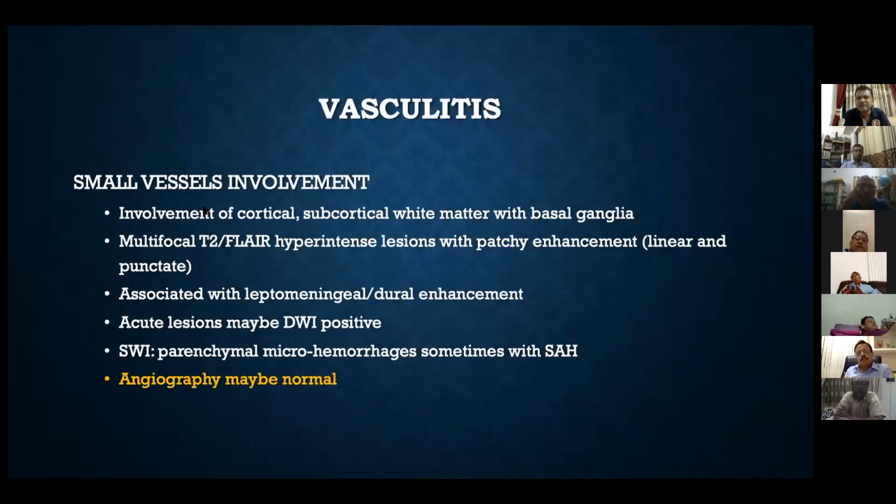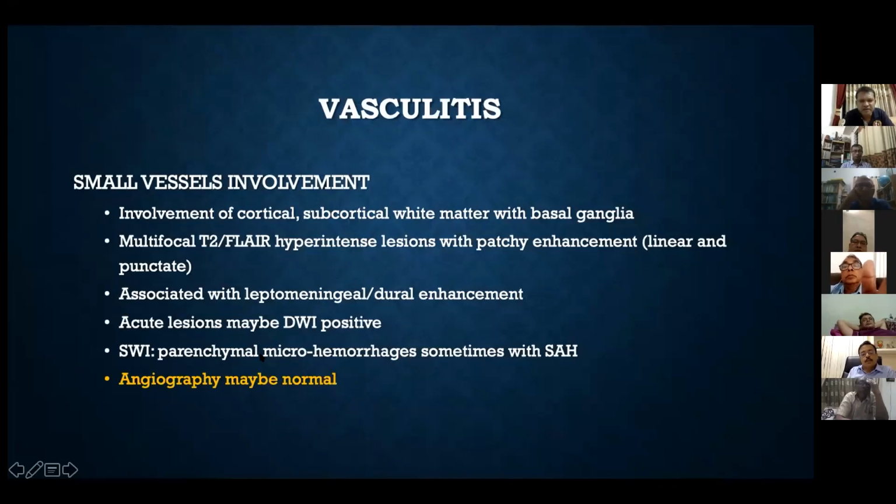But when it comes to small vessel involvement, as I have discussed, in these cases, cortex, subcortical, and basal ganglia can be involved. It can be associated with leptomeningeal dural enhancement, and there can be a lot of microhemorrhages, which may give you a clue in this patient, while angiography may be normal.